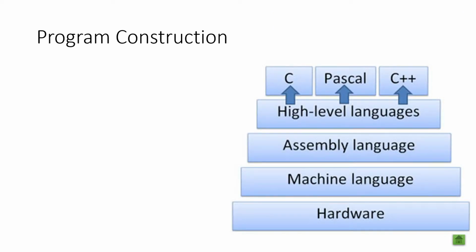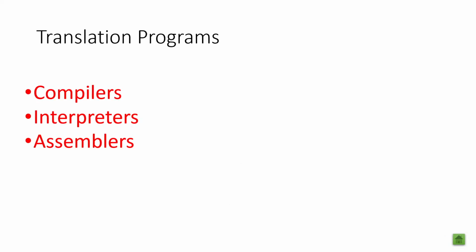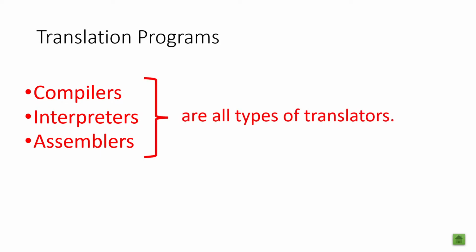So with program construction, the job of a translator is to basically convert high level into low level. High level languages, low level languages. So compilers, interpreters, and assemblers are all forms of translators. Their job is to convert code. That's it. That is all they do.